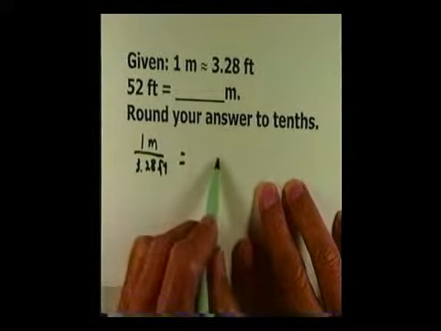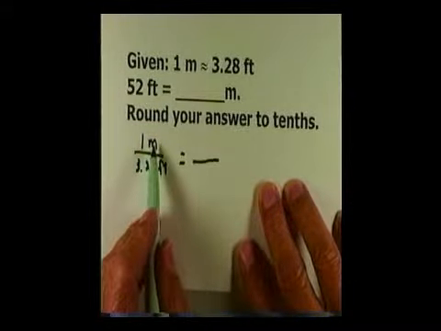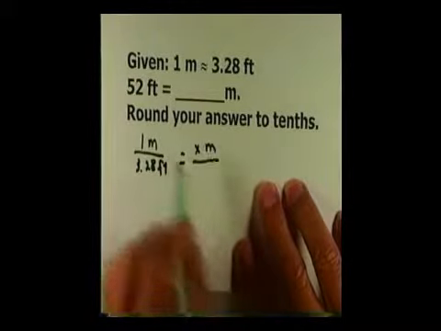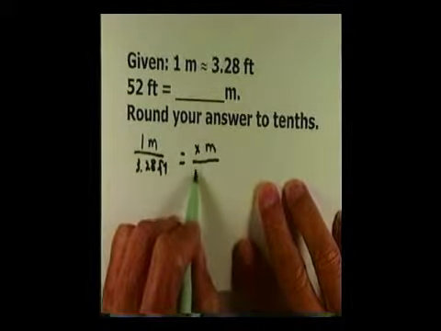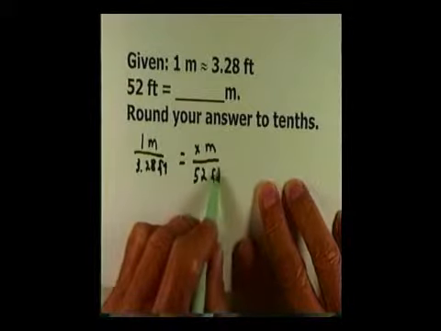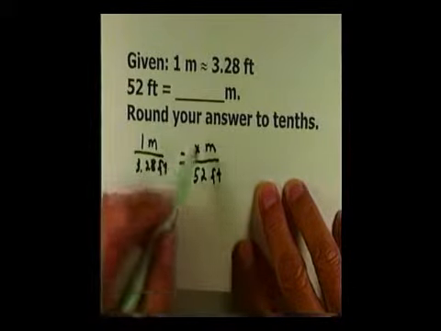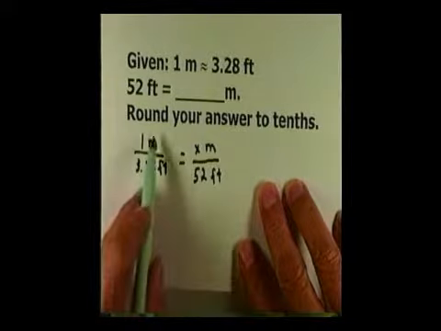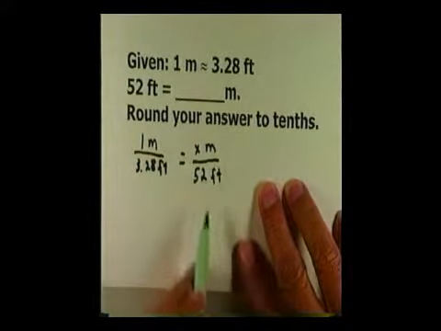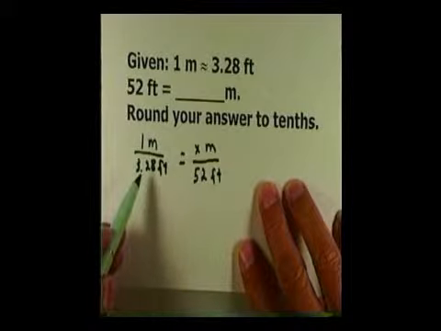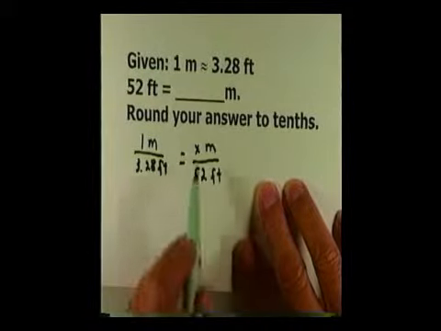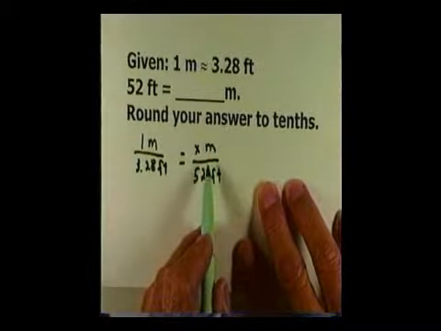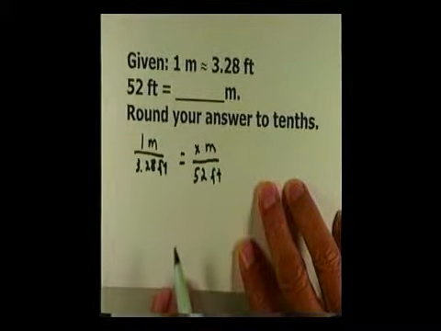Now I've established the precedent, putting meters on top. So the x meters would have to go on top, the 52 feet on the bottom. So I have meters to feet, meters to feet. The given, the question: I'm given that 1 meter is 3.28 feet. Then how many meters would I have in 52 feet?